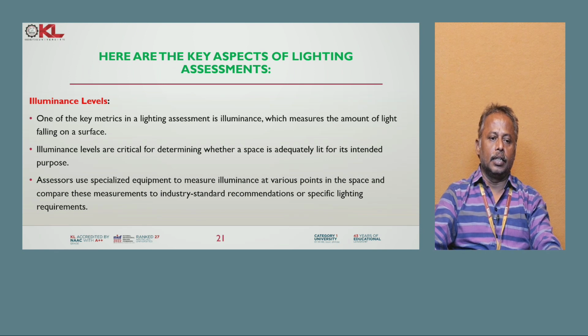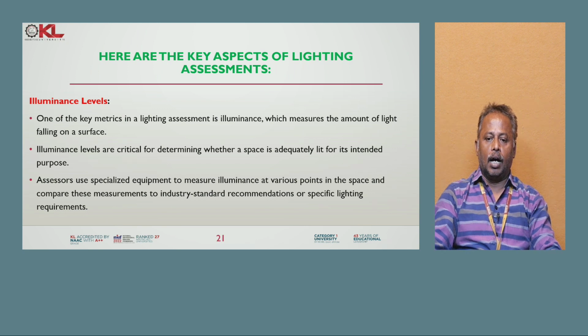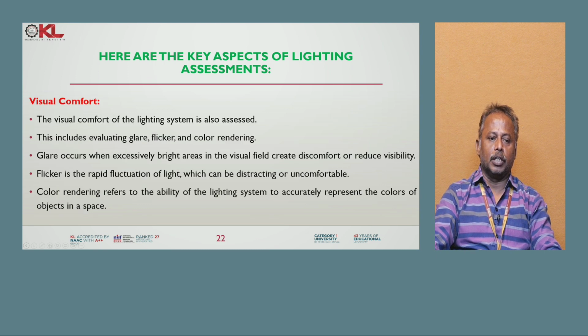Next, illuminance levels. One of the key metrics in lighting assessment is illuminance, which measures the amount of light falling on a surface. Illuminance levels are critical for determining whether a space is adequately lit for its intended purpose. Assessors use specialized equipment to measure the illuminance at various points in the space, then compare these measurements to industry standard recommendations or specific lighting requirements.